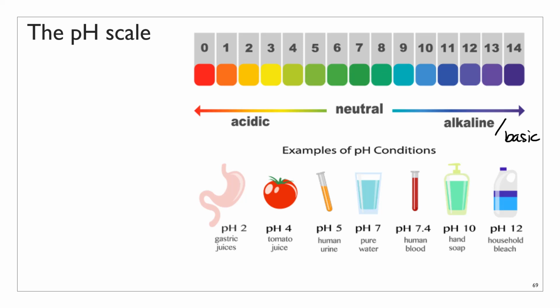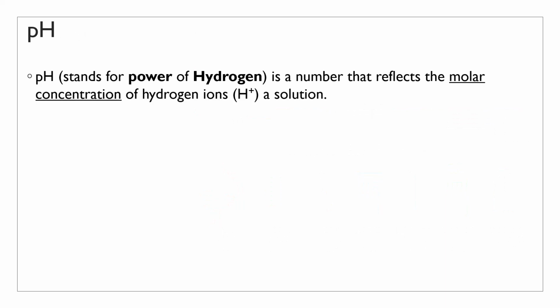The lower the pH, the more acidic a solution is. So a pH of 0 is more acidic than a pH of 1. And on the other side, the higher the pH, the more basic a solution is. We're going to look at exactly what pH is and how you can calculate pH given any concentration of hydrogen ions. So you can use this as your first subheading for pH.